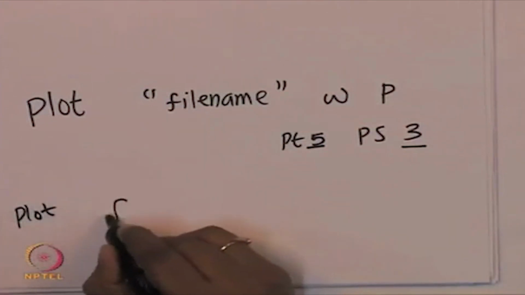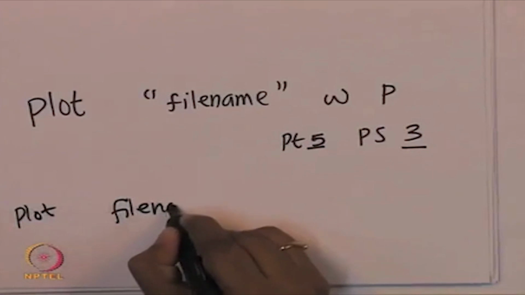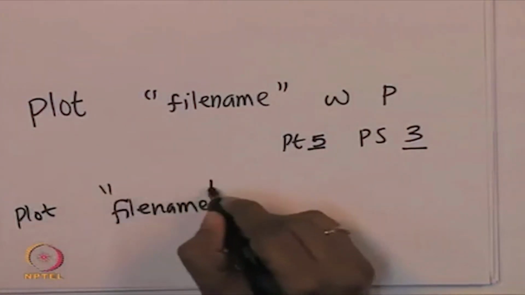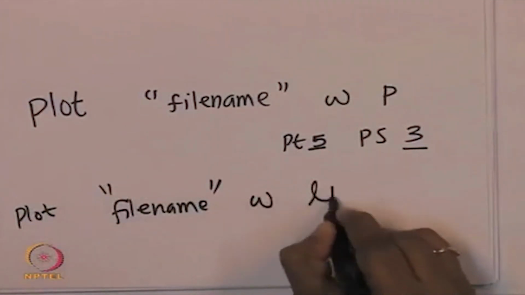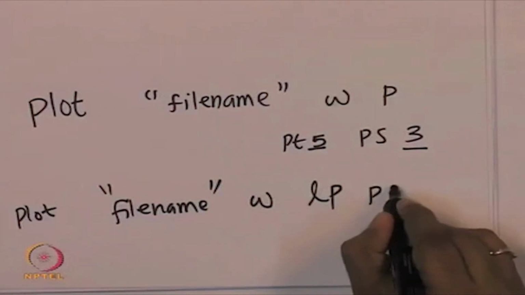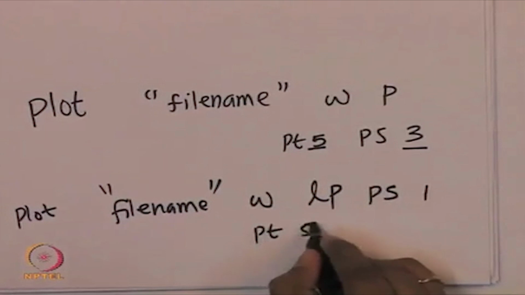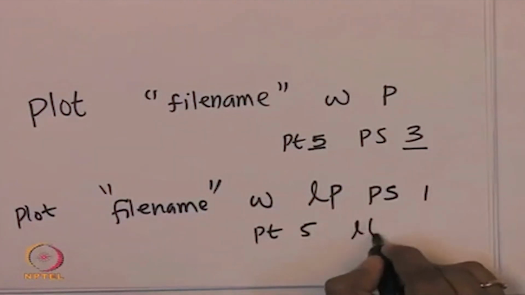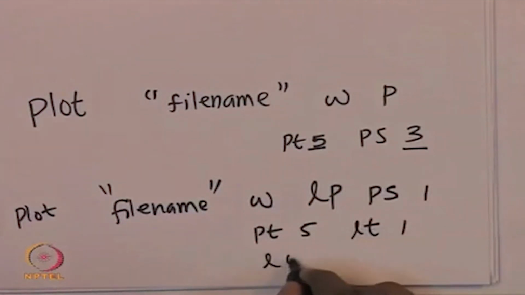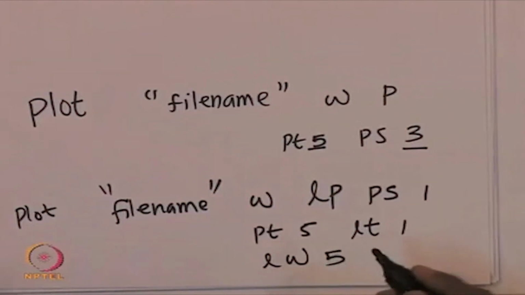the data file with line points, and you can say point size, point type, point size 1 or point type whatever 5, and you can specify line type 1, line width some number 5 or 3. So, this is the way you can use it for plotting various functions, various data functions and various data files.